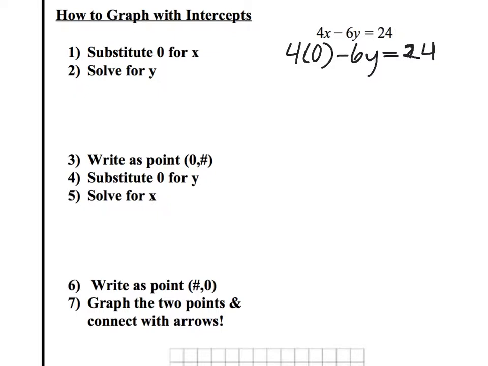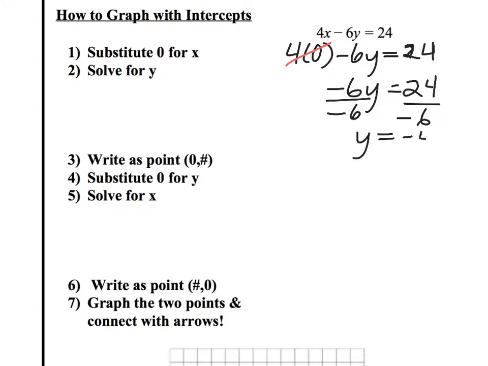So that cancels out, right? So you just end up with negative 6y equals 24. And you divide by negative 6. You get y equals negative 4. Please write your answer as a point. 0, comma, negative 4. That's your first point that you're going to graph.